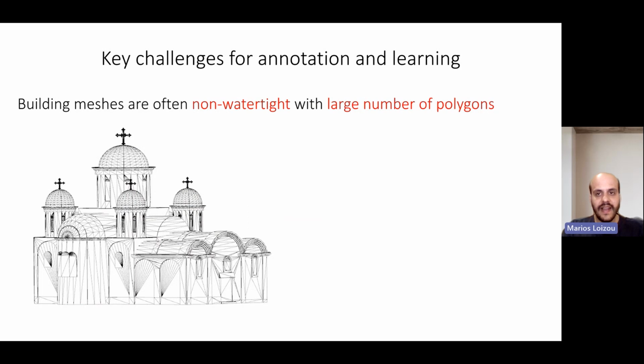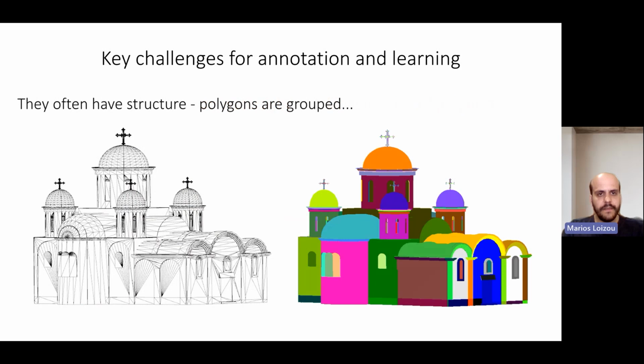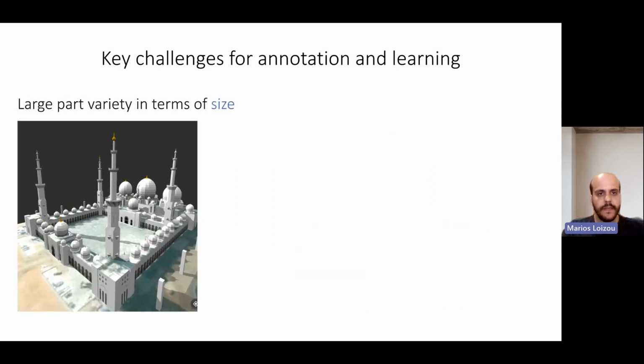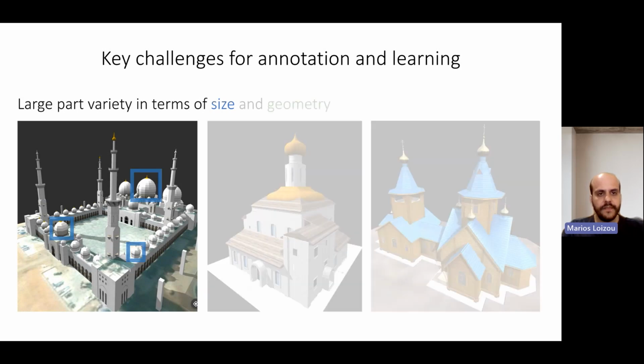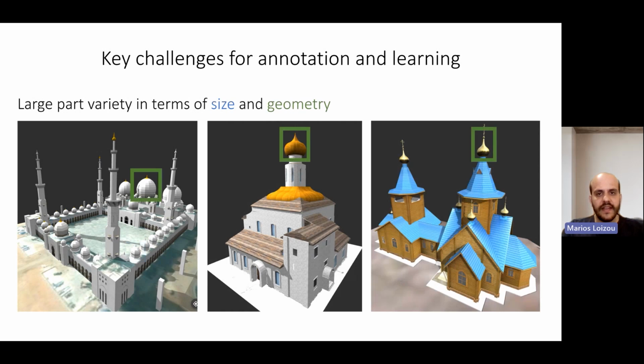An observation that can help us here is that building meshes often have useful metadata, such as groups of polygons corresponding to geometric primitives used during modeling, such as the ones you see on the right. These groups can simplify human annotation and may improve machine annotation. One last challenge is that building parts often vary a lot in terms of size, even within the same building, such as the domes you see here. They can also vary a lot in terms of geometry and texture across models.